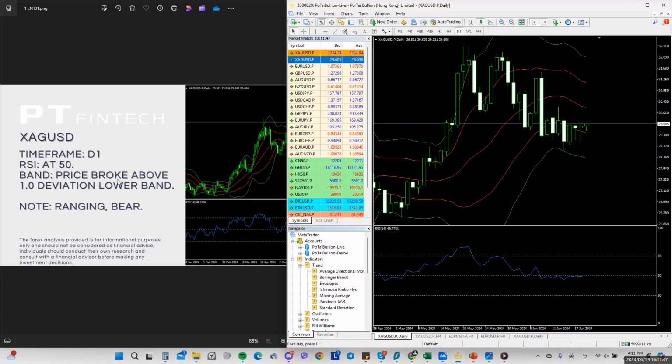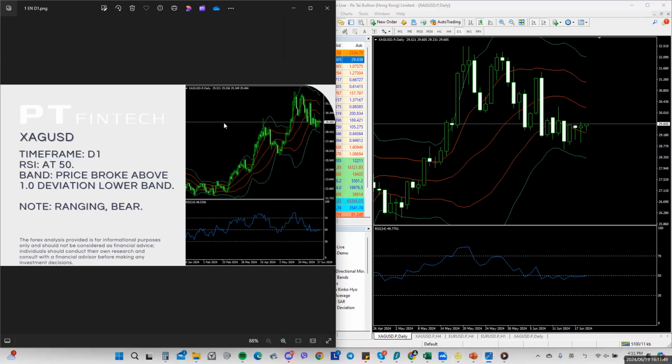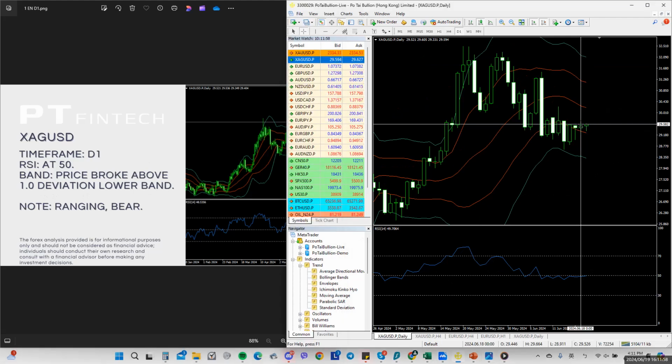Okay, let's take a look at silver. D1. RSI is at 20. The band's price broke above 1.0 deviation. Lower band, yeah, prices broke above. Okay, so it's ranging and it's a bear market. Okay, so I can see that the bear market is there. If anything, there is more of a bearish channel that is occurring.